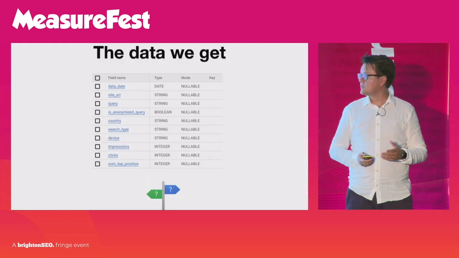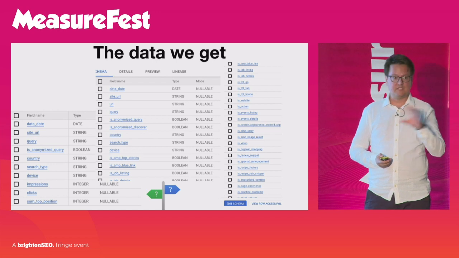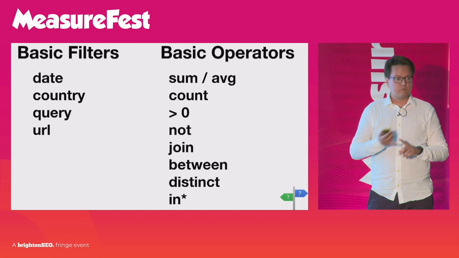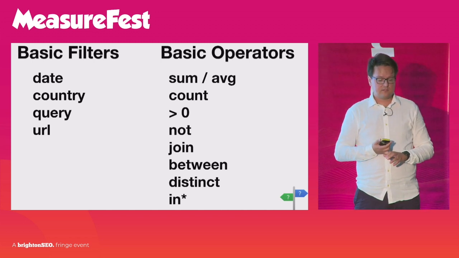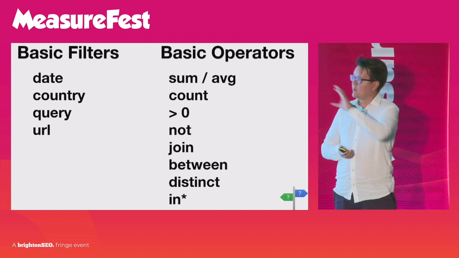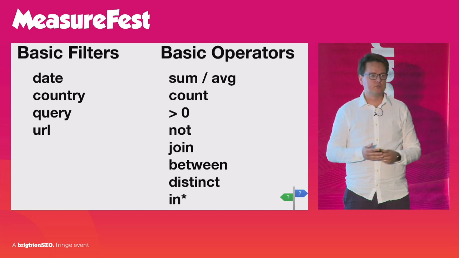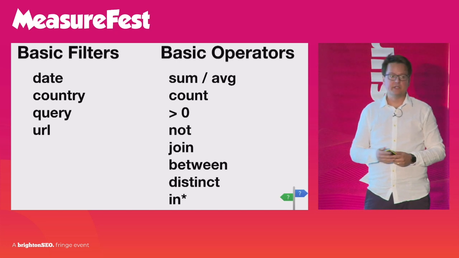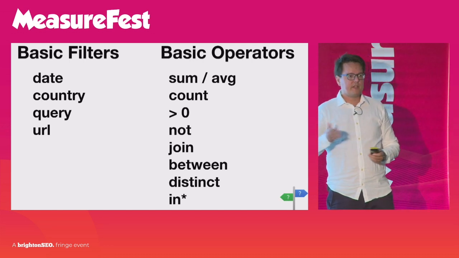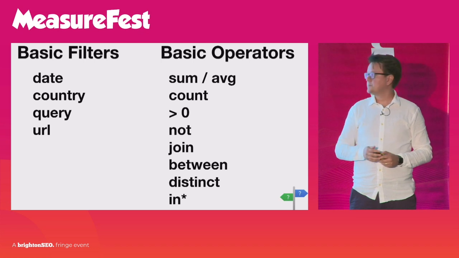And the basic filters will get all this data that you get, and you get a lot of data natively from the bulk data export, to first save you money, and second, to get the data that you really need. So on the left, you have the basic filters that you are already used to if you use Google Search Console: date, country, query, and URL. And on the right, you have the operators. So sum and average are also very familiar. So the sum of impressions, sum of clicks, average position.